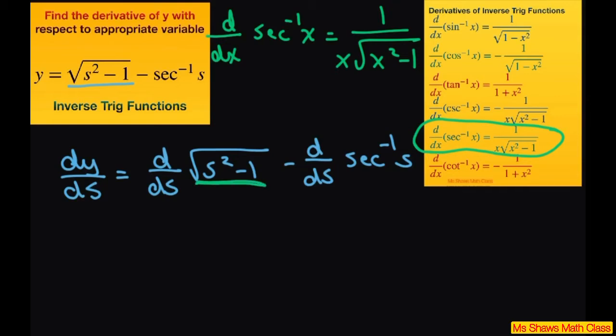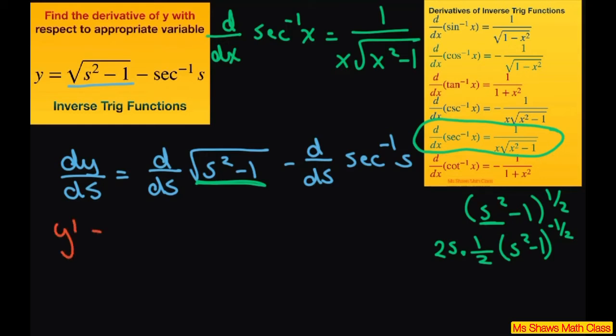This piece can be written as s squared minus 1 to the 1/2. And you differentiate that, that's going to be 1/2 times s squared minus 1 to the negative 1/2 times the derivative of s squared, which is 2s. So when you get that, I'll just put y prime here, equals for this, the 2's are going to cancel, so you're just going to get s divided by the square root of s squared minus 1, because that's negative now.